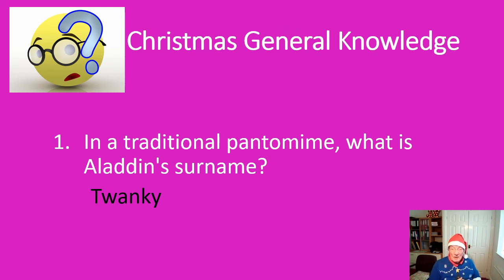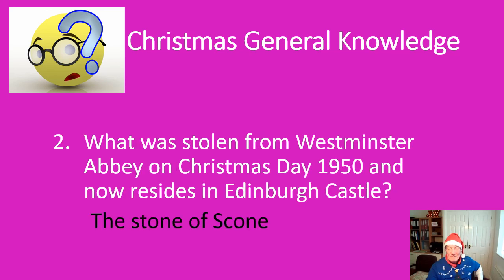Right, general knowledge. Final round. So Aladdin's surname was Twankey. Obviously he was son of Widow Twankey. So that's how we know his name. The object stolen from Westminster Abbey in 1950 was the Stone of Scone, now sitting in Edinburgh Castle.